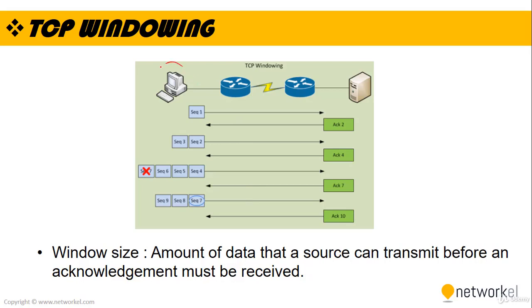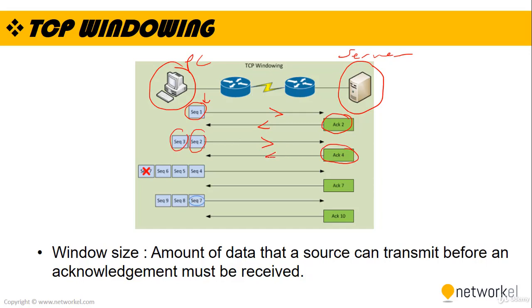As you can see in here, there's a TCP session between the PC and server. The PC is sending a packet to the server, and the server acknowledged it. Alright, then the PC is sending packet 2 and packet 3, and the server is responding back with an acknowledgement message again.